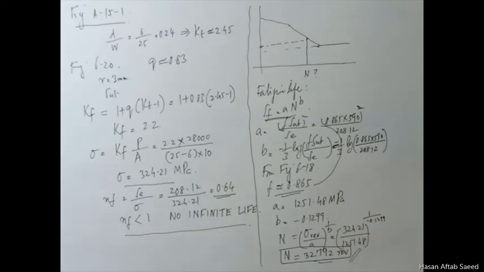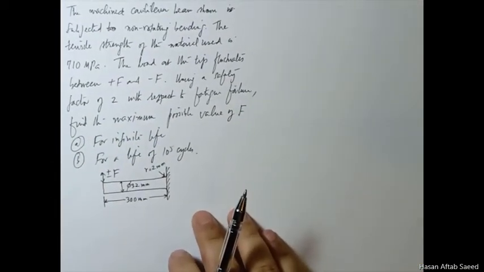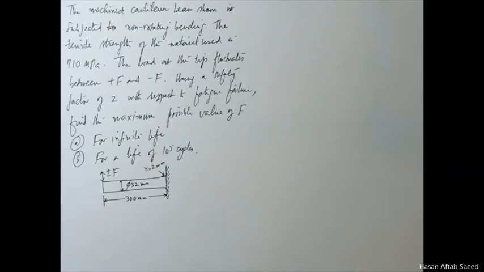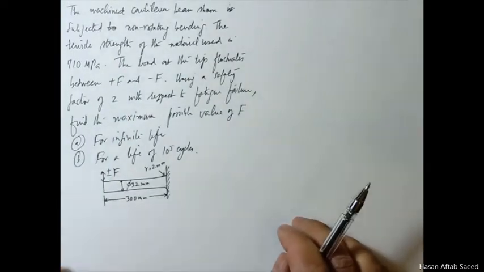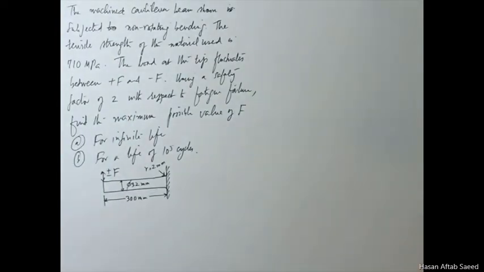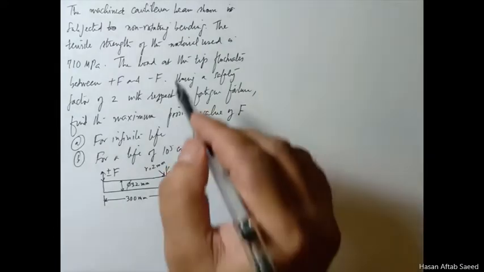Now let's move to another application of the same concepts, and that application is slightly different. It's the same concepts, but here we will have some different variation from the last question. The machine cantilever beam shown, this one. The emphasis on machine is because we are going to use the surface factor for machining. The machine cantilever beam shown is subjected to non-rotating bending. Now the last question we had axial fluctuating load. Here we have bending but of the non-rotating type.